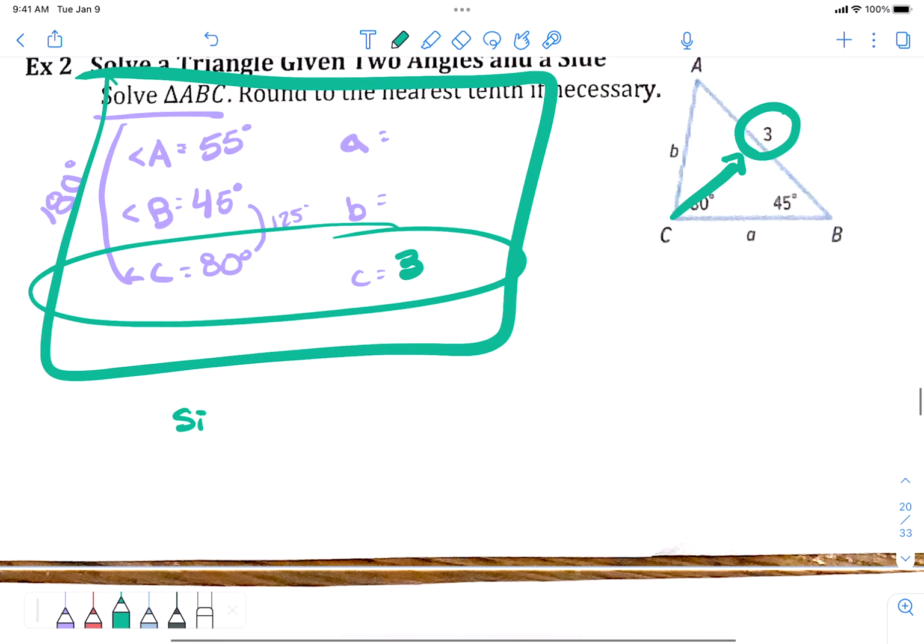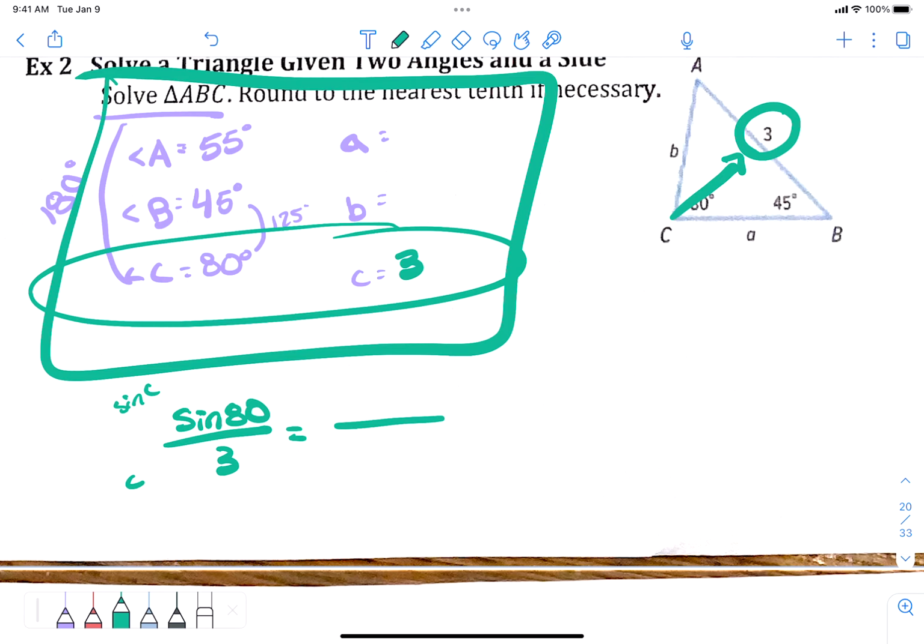So I'm going to do sine of 80 over 3, because this is sine C over C, right? We're going to set that equal to, and we have to decide, do you want to solve for A or B first? B. B, okay. So sine of 45 over B, and B is what we're solving for. Do we see how this works?